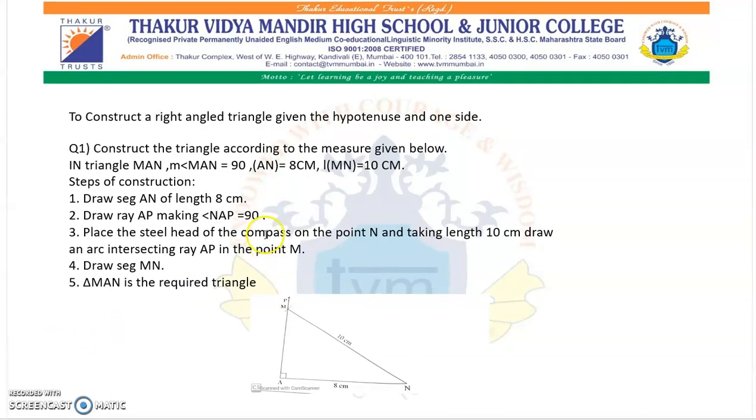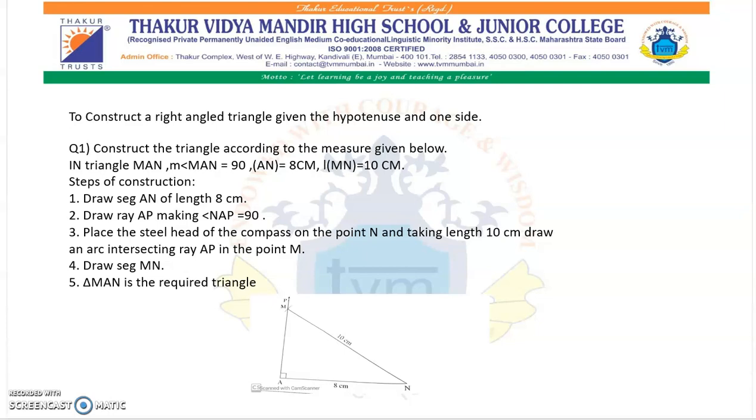Now to construct a right angle triangle given the hypotenuse and one side. Construct triangle MAN. Measure of angle MAN is equal to 90 degree. Length of AN is 8 cm. Length of MN is 10 cm. Steps of construction. You have to first draw a segment AN of length 8 cm.